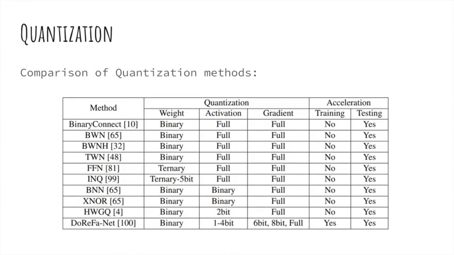Here is a summary of some quantization methods. For example, BWN makes the weight binary, the activation is full, and the gradient is full. It doesn't happen in training, but it happens in testing. If you're interested in quantization, you could refer to this chart and dive into these methods.